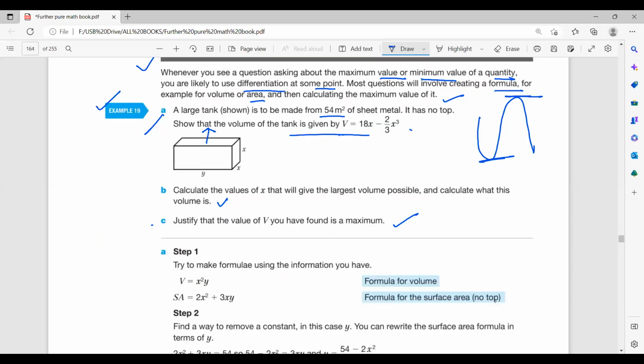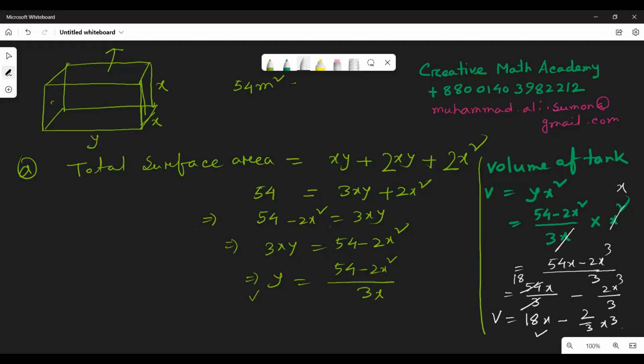Show that the volume of the tank is given by this: 18x minus 2 by 3 x cubed. How did we do this? At first, we have to find the total surface area of this tank. After that, we make y the subject.